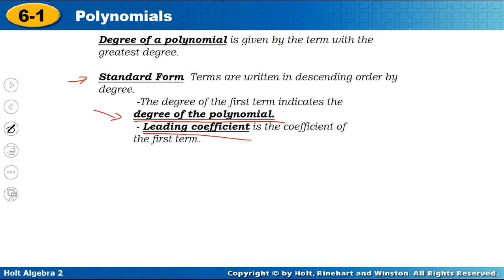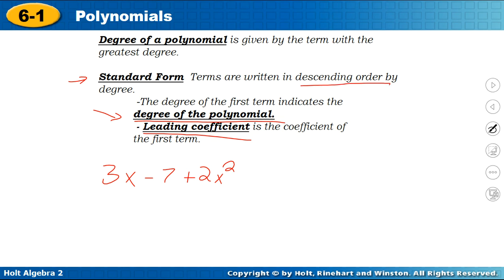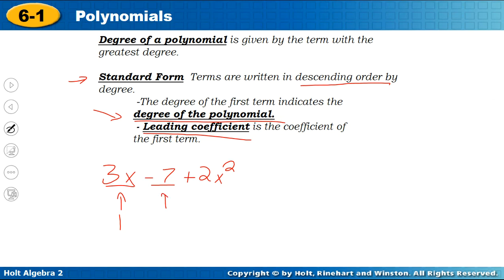So, what do I mean by standard form? Let's say we have a quadratic. That's very typical for us to have. 3x minus 7 plus 2x squared. That's a quadratic, but it doesn't look like a quadratic because it's not in the right order. It's in a really goofy order. To write it in standard form, we write it, again, from the biggest degree to the smallest, descending order by degree. So, this first term, that's a degree of 1, because x to the first power. The second term, that 7, has no variable, has no exponent, that's a degree of 0. And this last term has a degree of 2, because its exponent is 2.